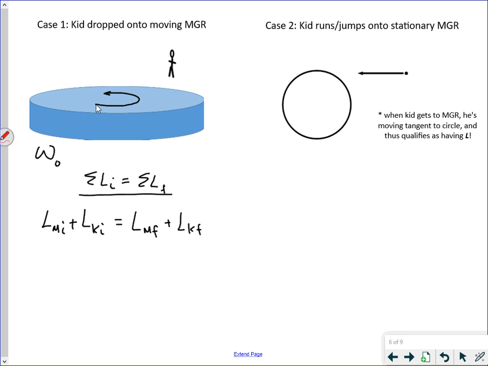The kid, just before contact, is moving this way. The axis about which this system rotates is right there. And so, moving this way doesn't give this kid any angular momentum in the direction of the rotating disk's angular momentum. So we can get rid of this.